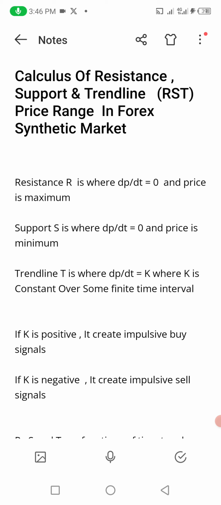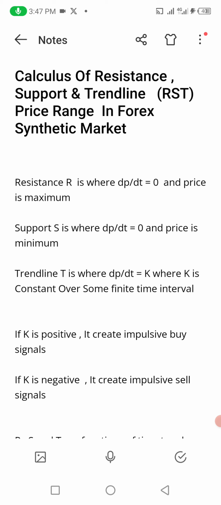Okay, today's video we shall be discussing the calculus of resistance, support, trend line, RST, and price range in the Forex synthetic market. So this is the topic we're going to discuss. But before I go into the practical applications of this topic on the trading chart, I'm going to explain this document.